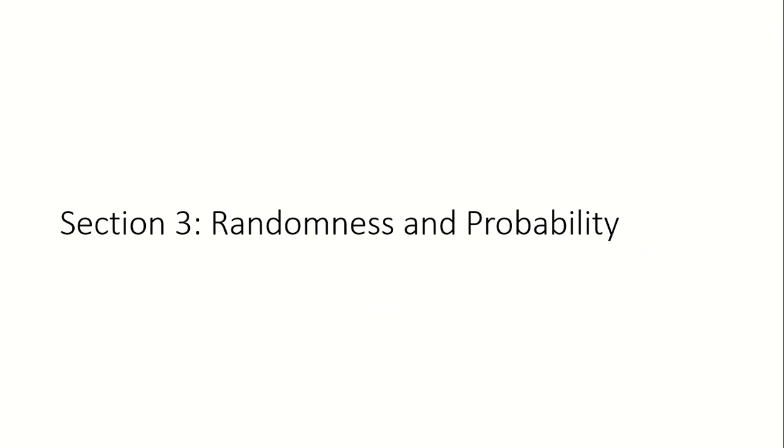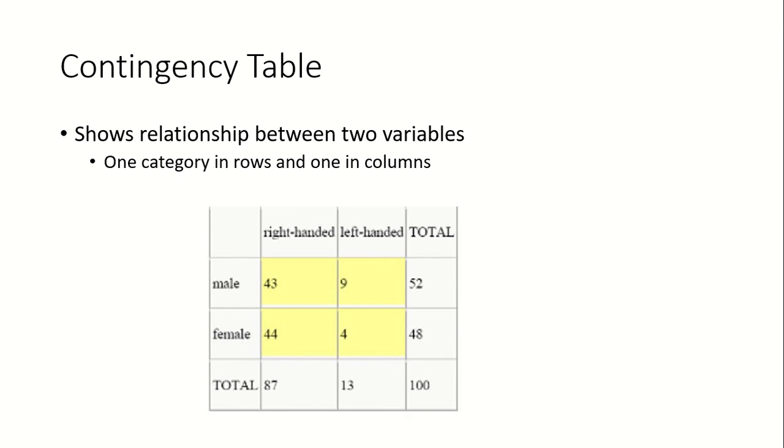Section 3, randomness and probability. My best advice for this section is to go to the back of the book and work as many sample problems as you can because you're going to run into lots of different scenarios, some of which are hard to understand conceptually. So I think it would be good to get as much practice as possible.